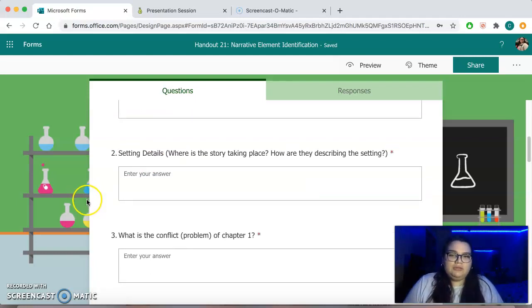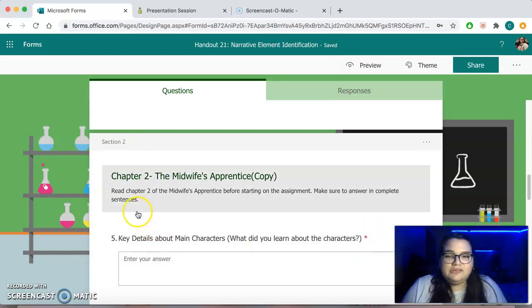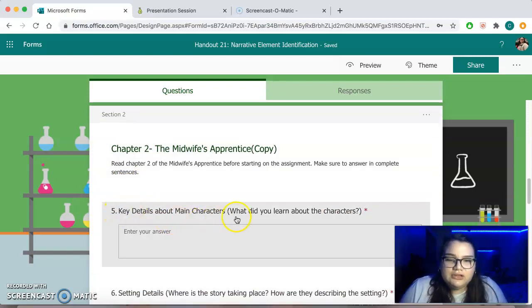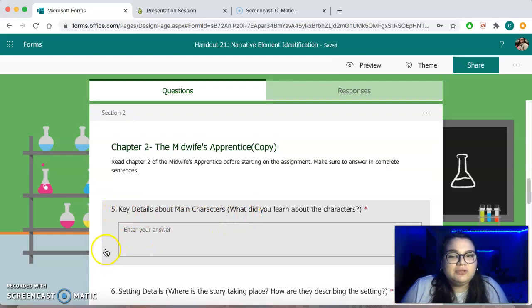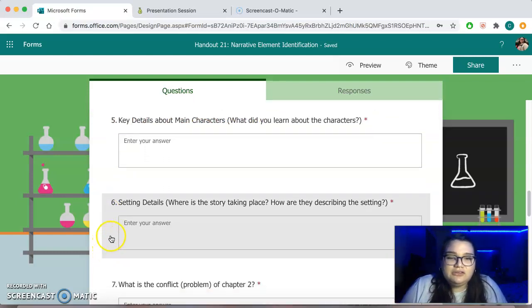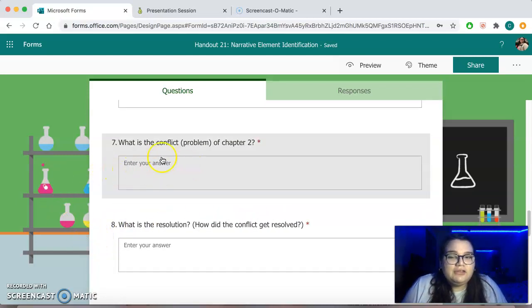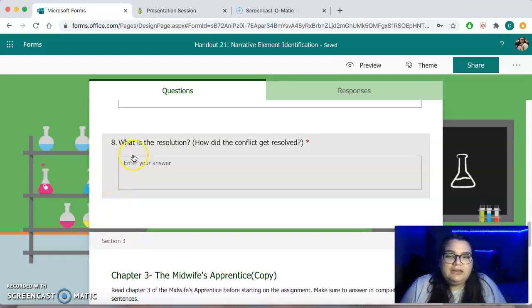Okay, well, you're done with that. You're done with chapter 1. Then you can move on to chapter 2, and it's going to be the same format. Again, what are the key details of the main characters in chapter 2? Did they introduce new ones, right? Now we have setting details. Did the setting change? Are they introducing new settings? What is the conflict of chapter 2, right? What is the problem they're facing in chapter 2? And then what is the resolution? How did they solve that problem?